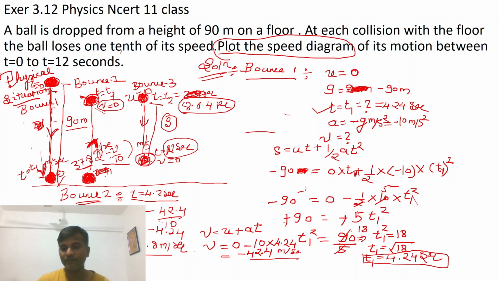4.24 seconds is what I got. With this time duration and the acceleration, I can find out the velocity. What was the initial velocity? 0. V is equal to u plus at. Now this equation I have used.